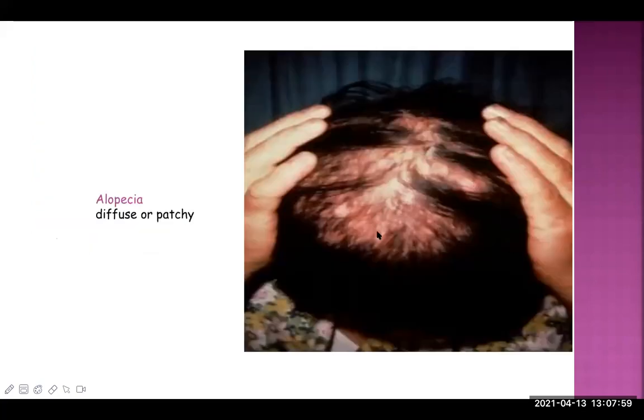Now, this is alopecia, loss of scalp hair. This is a patchy type of hair loss. Okay, not uniform. Uniform means it should be everywhere. But it's a patchy type of hair loss.